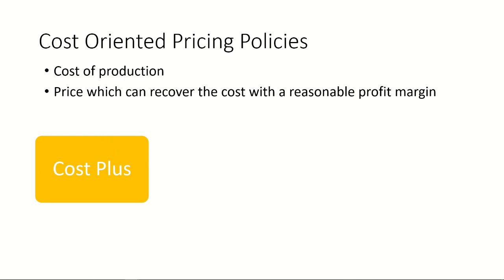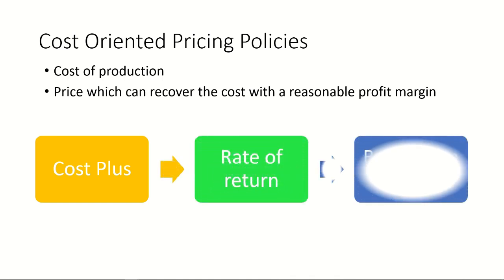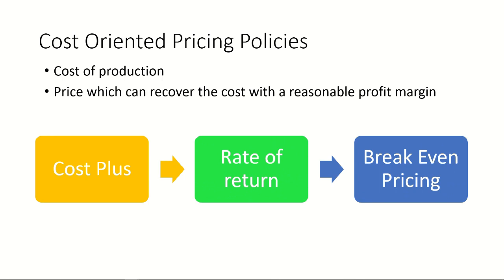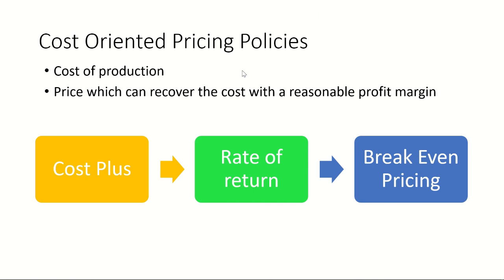Under the cost oriented pricing policy there are three methods. The first one is cost plus pricing, second one is rate of return pricing, and third one is break even pricing. So in conclusion, cost oriented pricing means it is the cost of production plus a profit margin, and this can be divided into three. The first one is cost plus pricing, second one is rate of return pricing, and the third one is break even pricing.